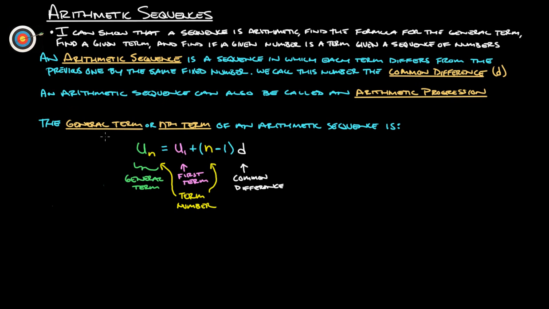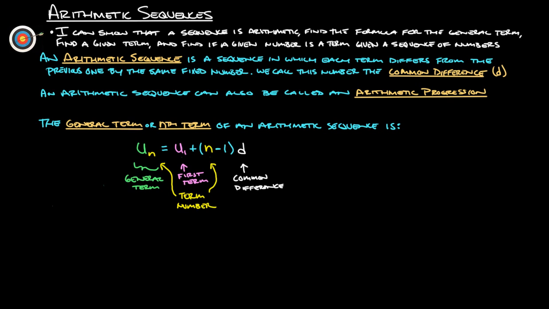The general term or nth term of an arithmetic sequence is always written in this formula here. U sub n is the general term, where both of these n's are the term number. U sub n equals U sub 1, which is the first term, plus the term number, minus 1, all times the common difference. This is the formula that we're going to use over and over again.